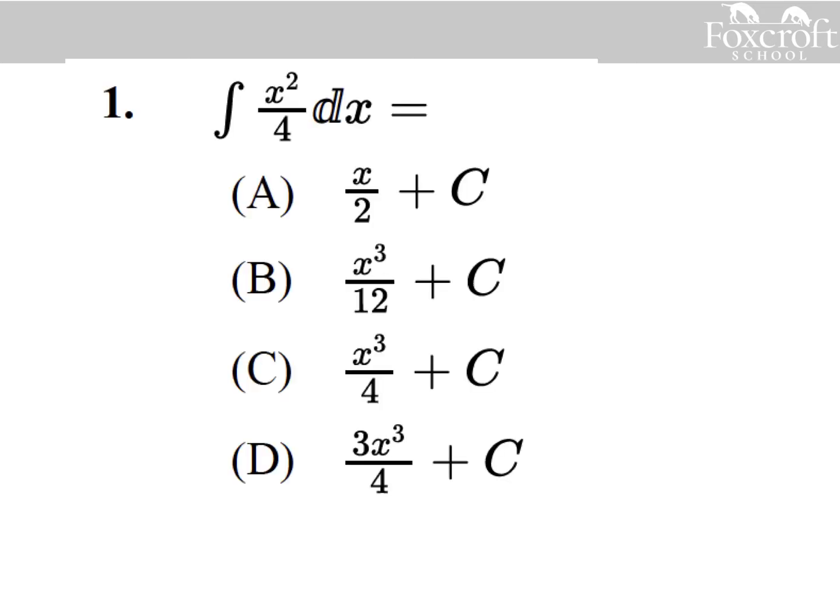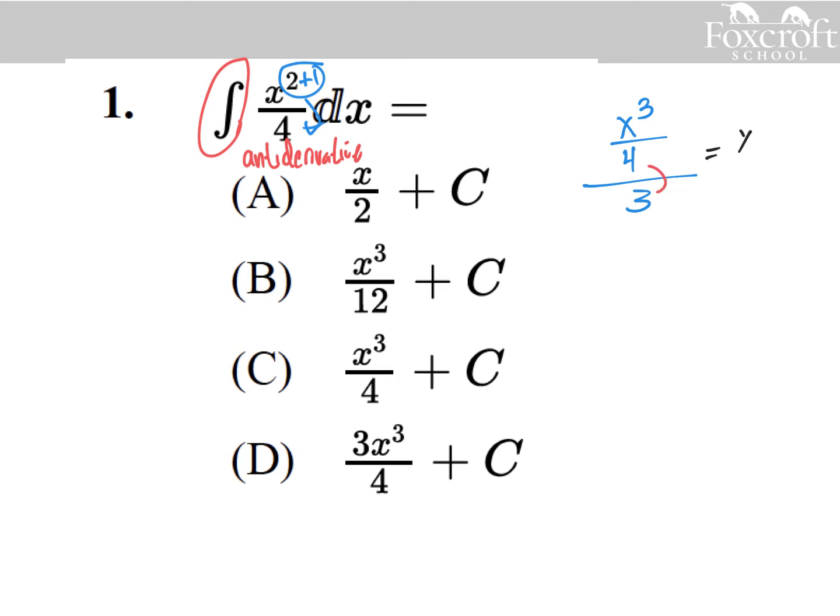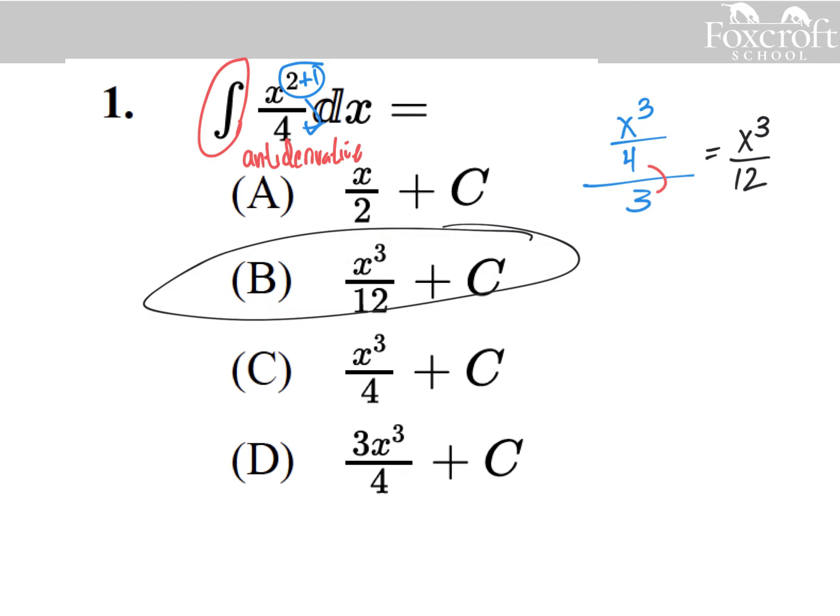All right, so question 1, we're asked to find the integral of x squared over 4 dx. Remember, this symbol here is just a shorthand for the antiderivative. If we know our reverse power rule, we add 1 to the power and divide by this new power. It's going to be x cubed over 4 divided by that new power 3. And when you divide by two numbers like this, they actually combine. I'm going to get x cubed over 12. And luckily, it doesn't matter if we remember the plus c because all of them have plus c. The x cubed over 12 is b.